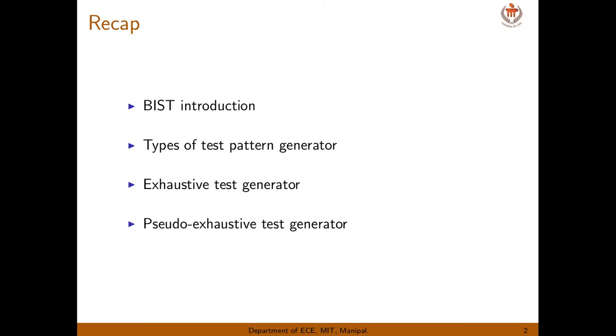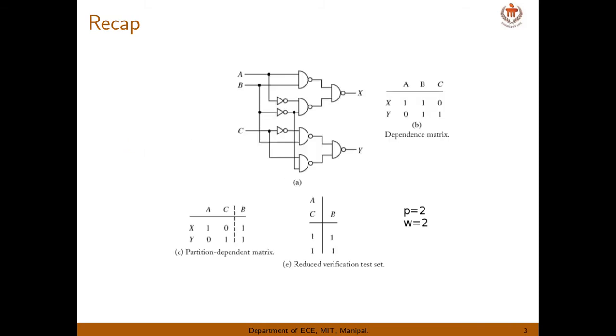And the second example was this. There are three inputs and multiple outputs, two outputs. We first wrote a dependence matrix, where x and y are the outputs and the column variables are nothing but the inputs. When an output is a function of an input, we write 1, else 0. Since x is a function of A and B, we wrote A B 1 1, C 0. Similarly, y is a function of only B and C, so 0 1 1.